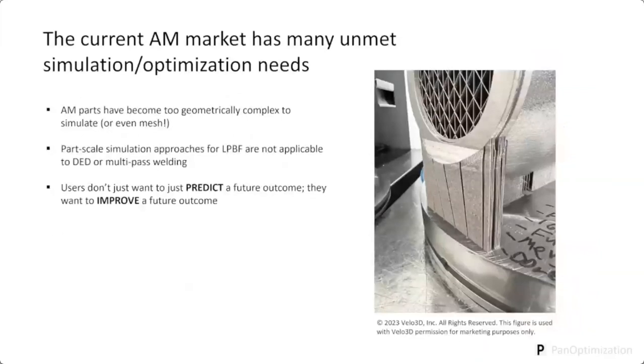Where I really want to start the presentation here is with the question of why did we start PanOptimization? It's an awful lot of work, so why do it? In our opinion, the additive market has a lot of unmet simulation and optimization needs. The name of the company, PanOptimization, is because the original idea that excited us to start the company is we wanted to look at solving gradient-based optimization problems for additive. We saw that there really wasn't a lot of activity in the optimization space for design and build prep in additive, and we thought that seemed like a good opportunity.